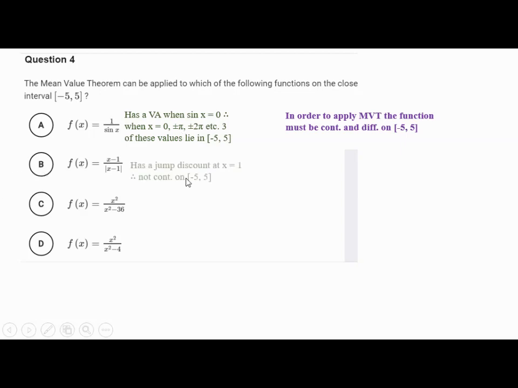If you look at B, this one's got a jump discontinuity at x equal to 1. You might remember how to do this problem. We practiced this kind of problem when we were doing limits. If you approach 1 from the left, you would have -1. And if you approach 1 from the right, your y values would be +1. And so that would lead to a jump discontinuity at x equal to 1.